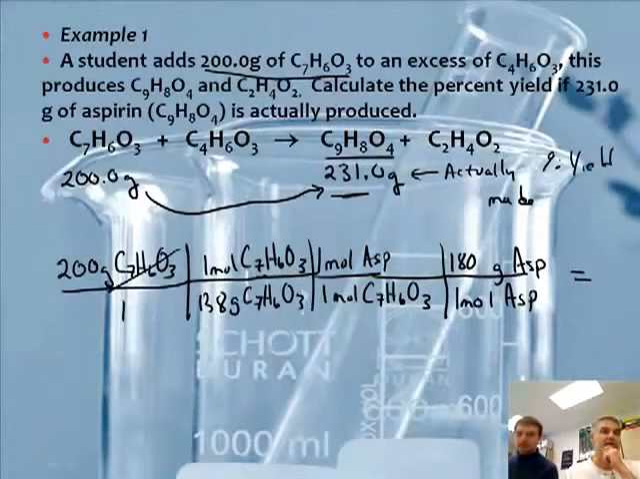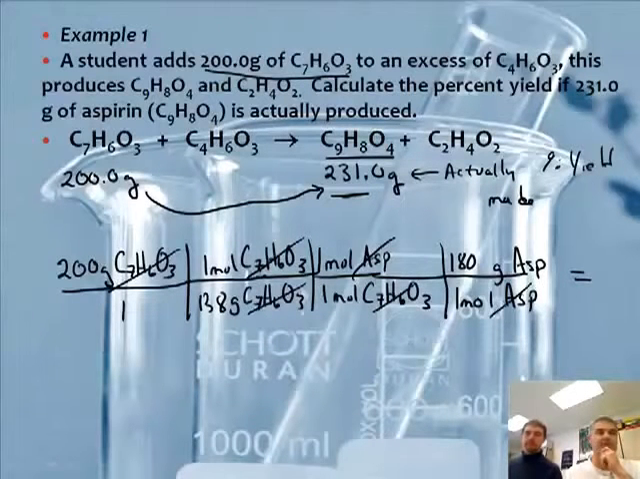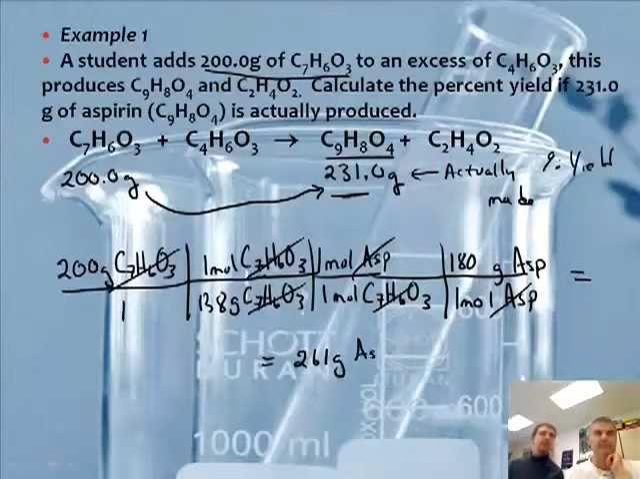So we now just do the math. The grams here cancel. The moles cancel. The moles here cancel, and you end up with grams. And you end up with a bigger number than 231. It is 261 grams of aspirin. Unless we want 4 sig figs. Do we want 4 sig figs? Yeah, I think we should. 260.9.